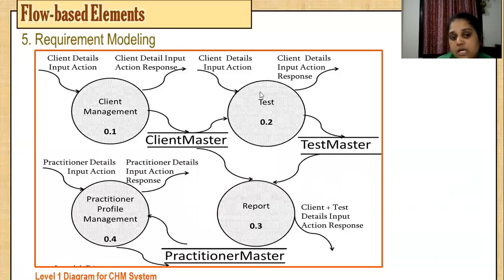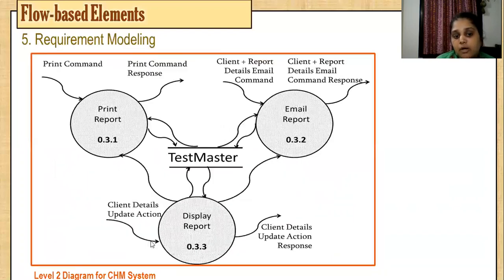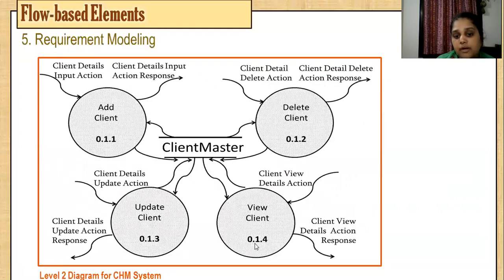You also need to show test. You also need to show practitioner profile. But I will be covering these two in detail, client and report. Let us see client management. Now, client management at level 1 was named 0.1. So when I'm further decomposing it, I have to decompose it as 0.1.1, 0.1.2, 0.1.3 and 0.1.4. So what can we do in case of client management?